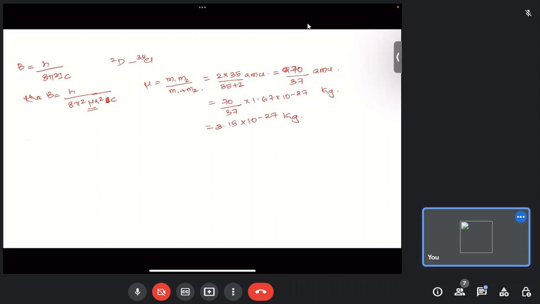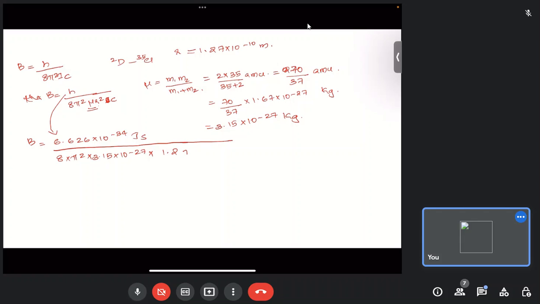So let's put in the formula for B. h, Planck's constant, is 6.626 into 10 to the power minus 34 joule second. 8 into pi square into mu, which is 3.15 into 10 to the power minus 27, into r square. r is equal to 1.27 into 10 to the power minus 10 meter, so this should be squared, and c is 3 into 10 to the power 8 meter per second.